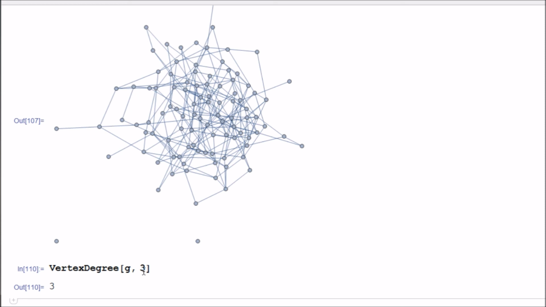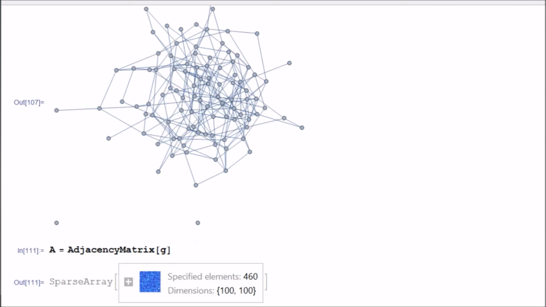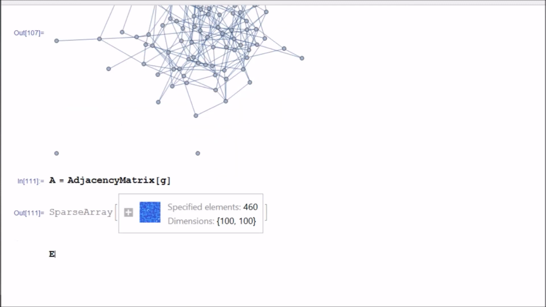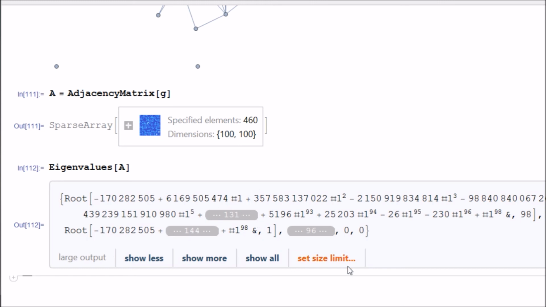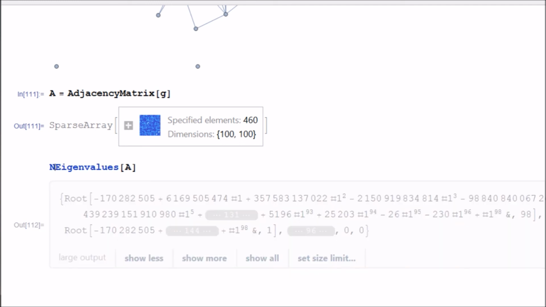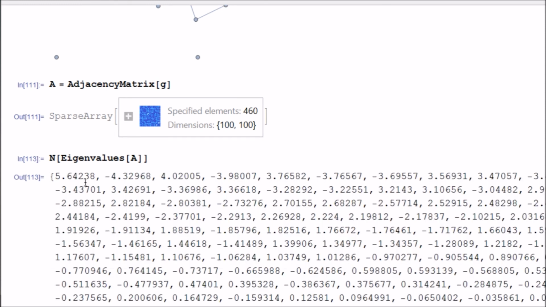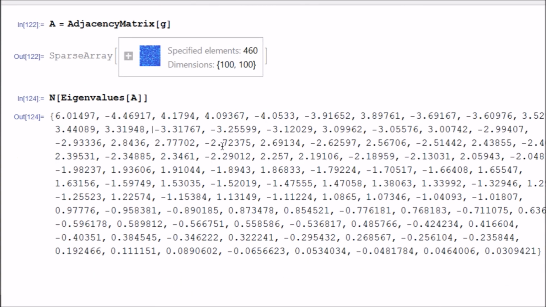Of course, that's much less efficient than doing it through the method that we now know of, using the eigenvalues. So let's get an adjacency matrix. I'll call it A. Get the adjacency matrix of the graph G. And this is the sparse array that we've seen previously. Now we can ask for the eigenvalues of this matrix. And Mathematica returns this output. It says root of these really big numbers with these strange symbols and all this other stuff that it cuts out. So this is not very helpful. I don't really know what this means. I can't tell what the average degree is or find the largest eigenvalue. So we'll ask for a numerical approximation. And now we see that the average degree is 5.64, because that is the largest eigenvalue in its list of eigenvalues.